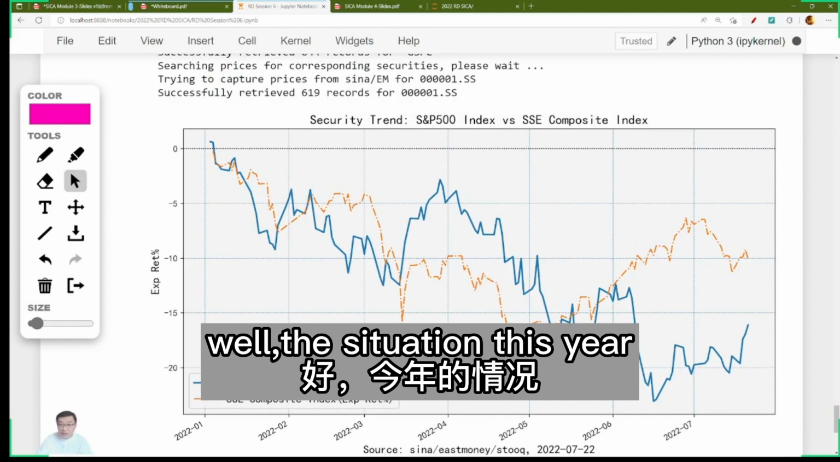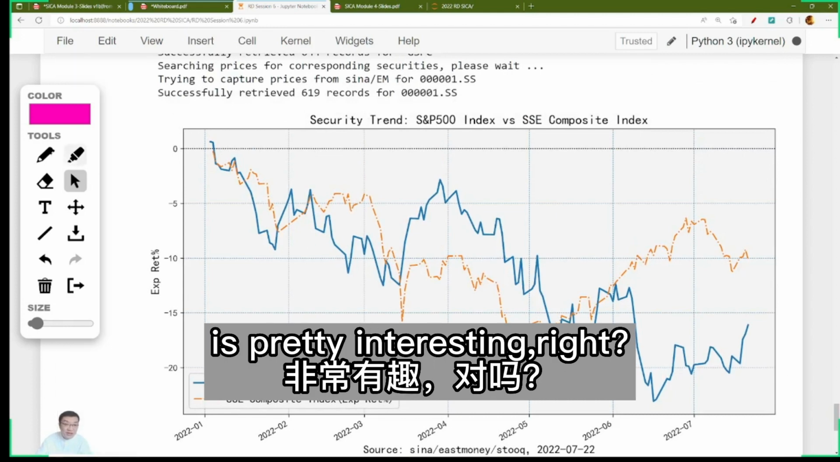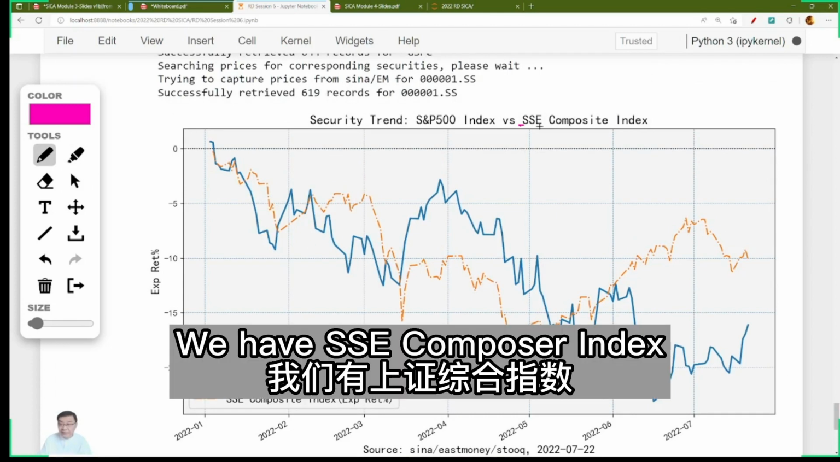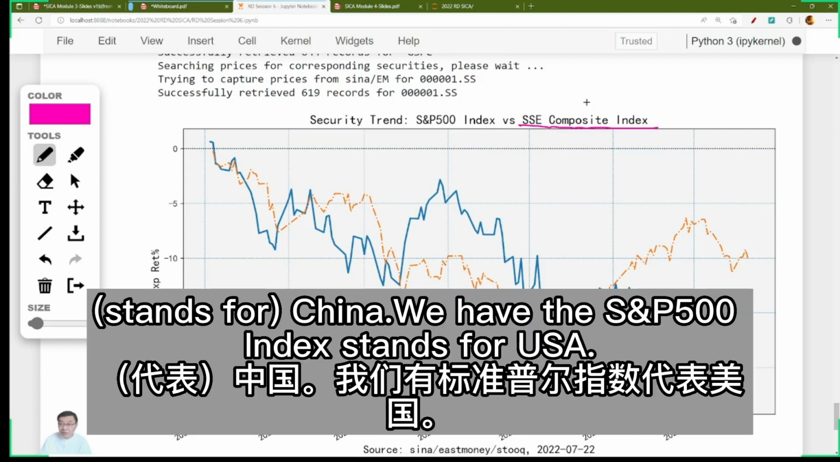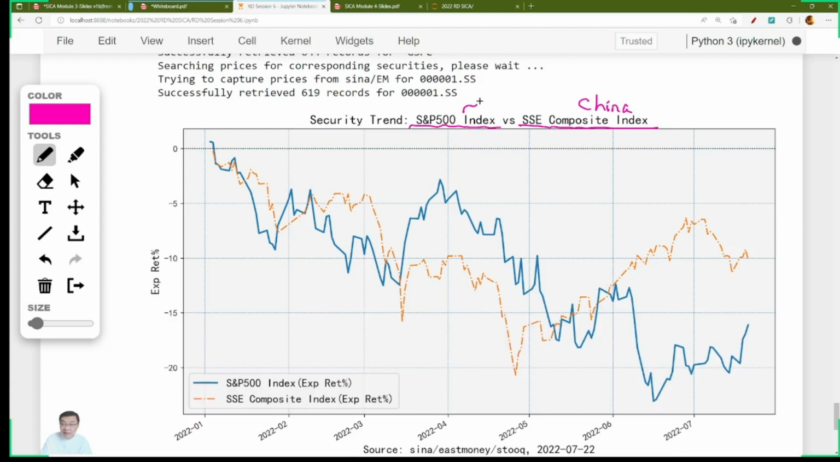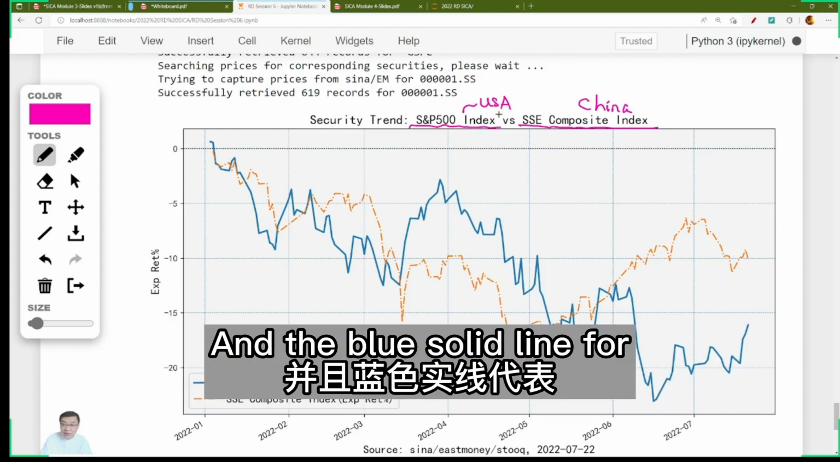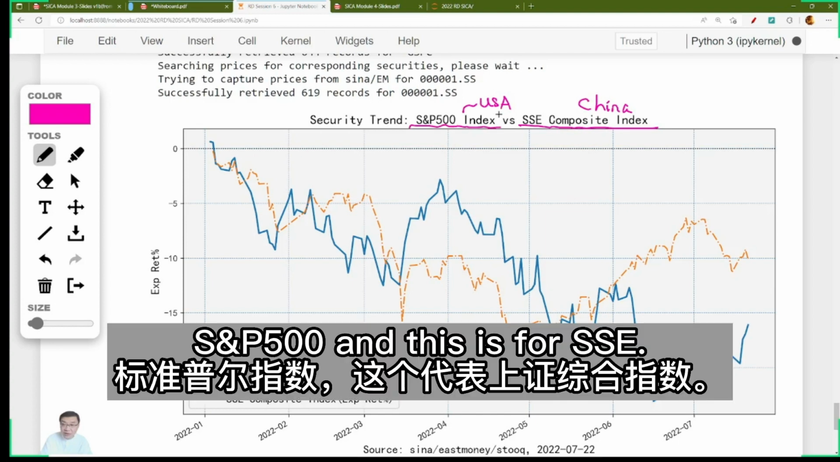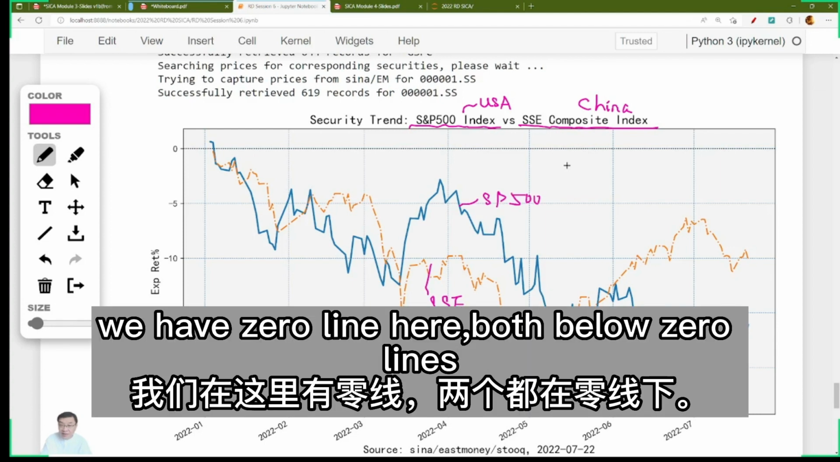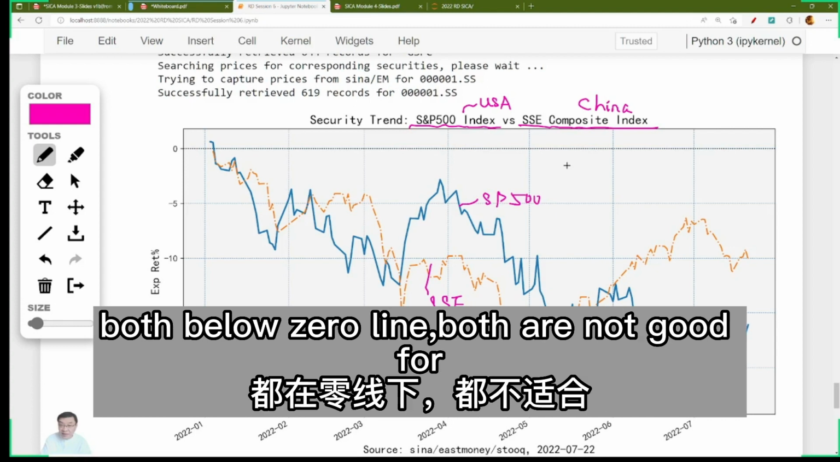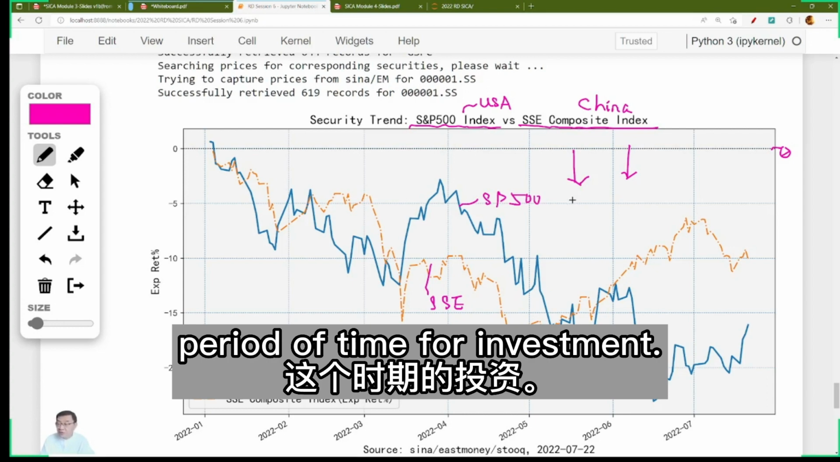Well, the situation this year is pretty interesting, right? We have SSE Composite Index, China. We have the Standard & Poor 500 Index, which stands for USA. And the blue solid line is for S&P 500, and this is for SSE. We find that we have a zero line here, and both are below the zero line. Both are not good for investment in this period of time.